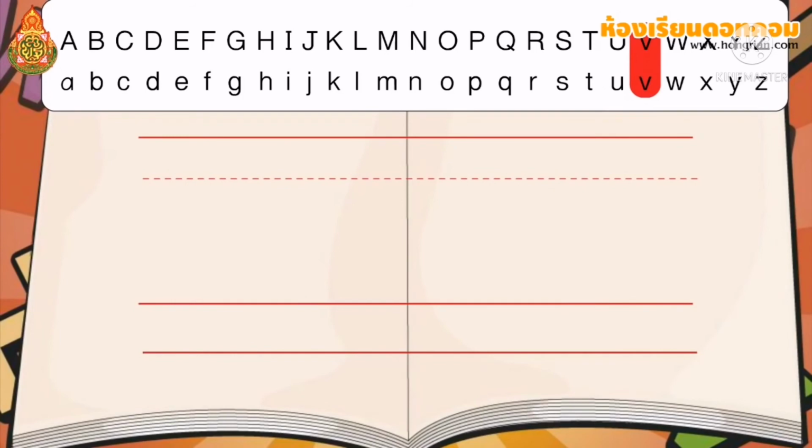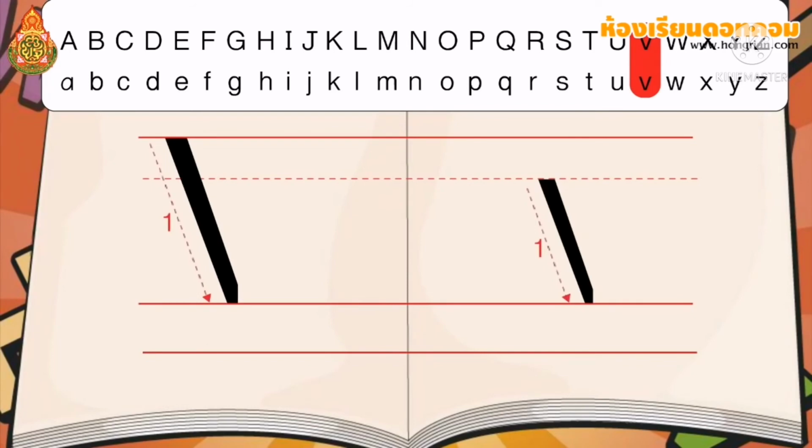Next, V. ทั้ง capital letter และ small letter เขียนเหมือนกันเลยค่ะ แต่ small letter V มีขนาดเล็กกว่า capital letter V. Start with 1 and 2.